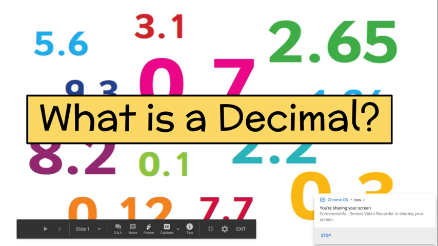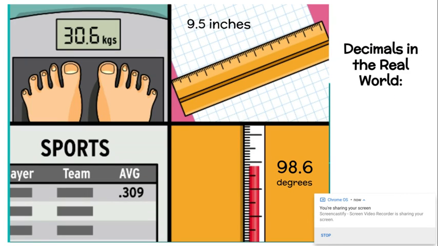Today we are going to talk a little bit about what exactly is a decimal. So we see a lot of decimals in the real world. From these pictures, you can see that we see decimals when we weigh ourselves. We see decimals sometimes when we're measuring something. Maybe something is 9 and 9.5. Sometimes we say inches or 9 and 5/10 of an inch.